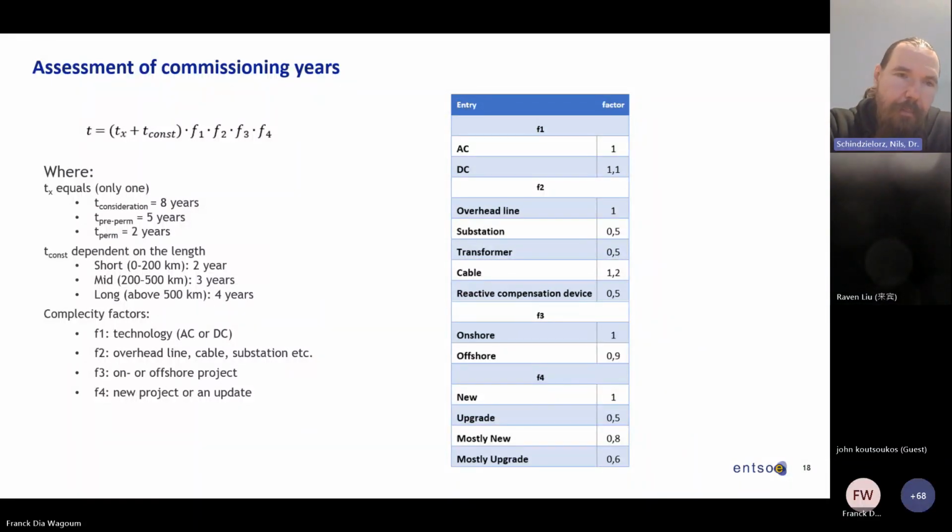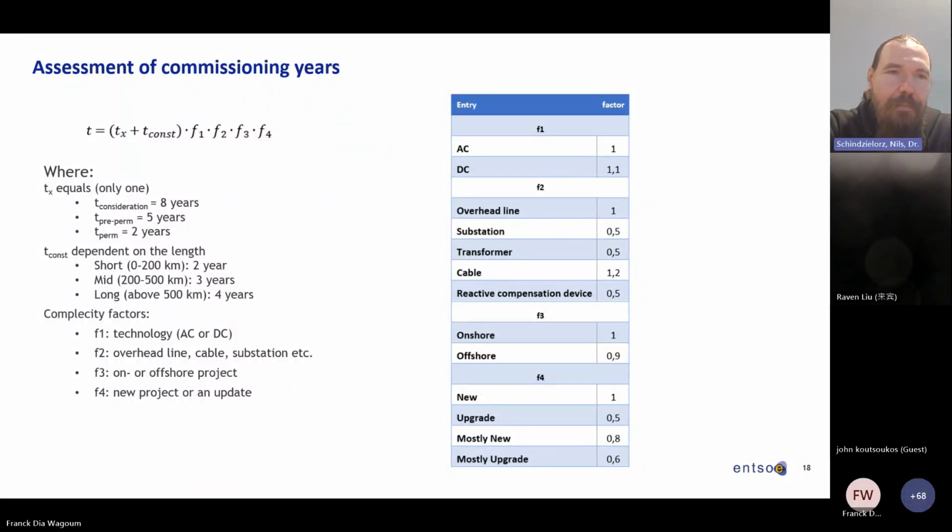And the commissioning year will be calculated using this simplified formula. We have a start date, of course, which will be the date of the study. So for the TYNDP 2024, it will be the year 2024. And then we are adding some constant values like the Tx and the Tconst here. Tconst does not stand for constant, but for construction.